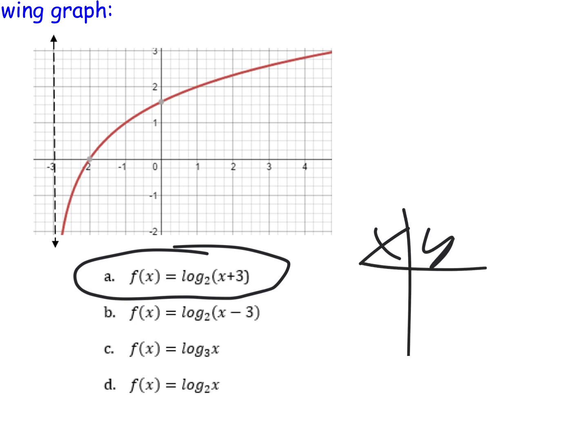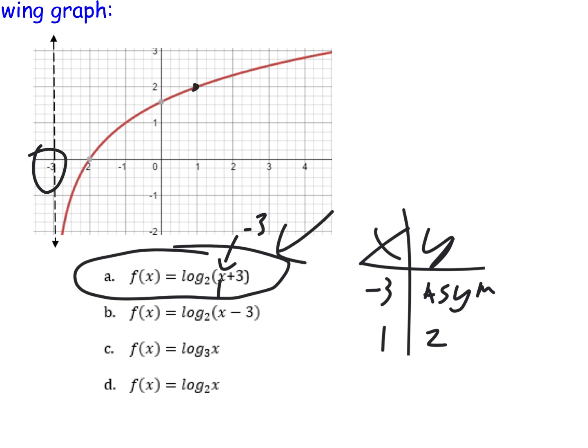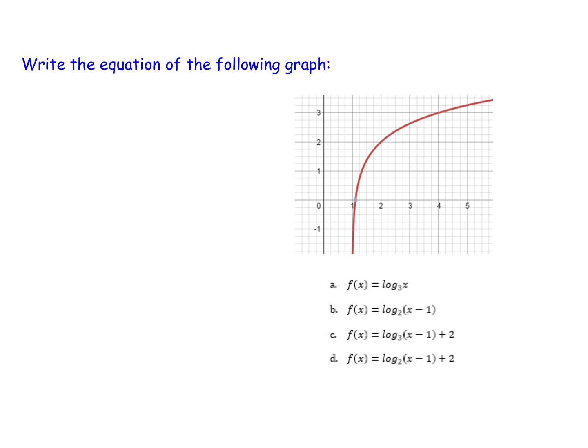Like when I stick in -3, I get the asymptote. If I stick in -3, I get the asymptote. And if I stick in like 1 right here, I'd have log base 2 of 4, which is 2. It goes through 1, 2. I'm feeling pretty good about A.